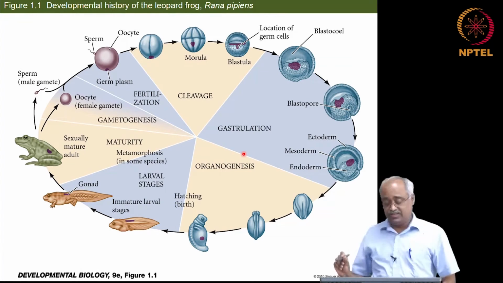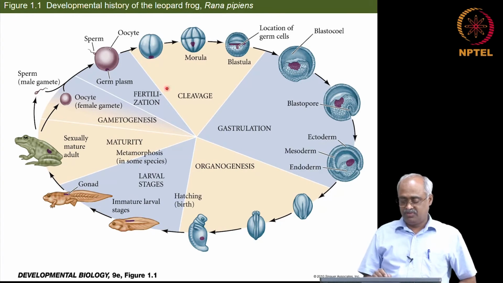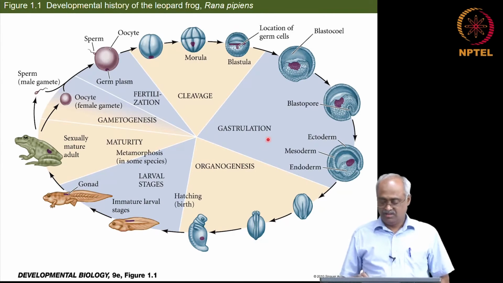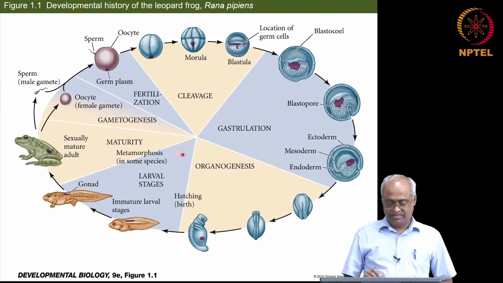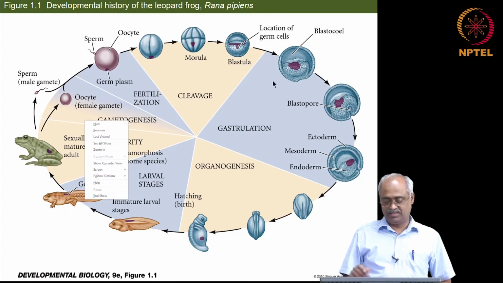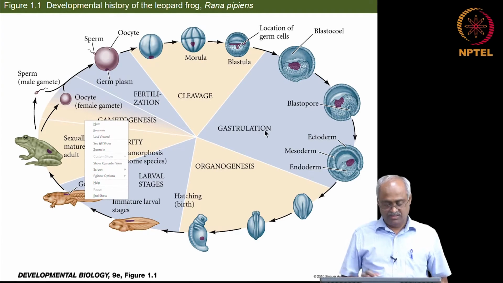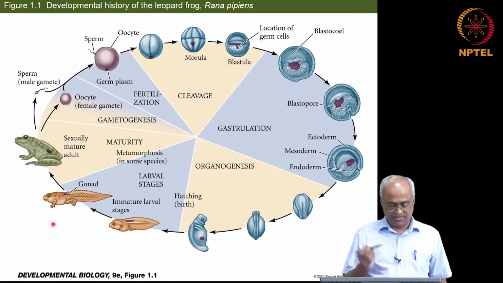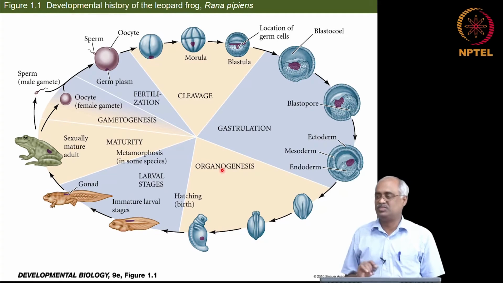So, the major stages are in capital letters. Fertilization, cleavage, gastrulation, organogenesis, then metamorphosis, because there is variation in some organisms, so you have maturity or larval stages, then you have gametogenesis. So, these are the 6 stages. These are the major stages.